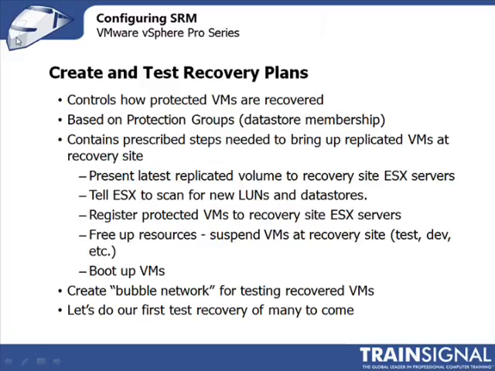Recovery plans can also be used to create a bubble network on the recovery site ESX servers. This bubble network is just a separate network that's created as needed for testing the recovered virtual machines. Those virtual machines will live within this bubble network so that they don't conflict with the other IP addresses on the network, so that production clients aren't accidentally accessing these restored test servers. It's an option for you to do SRM testing anytime you want without affecting production work.